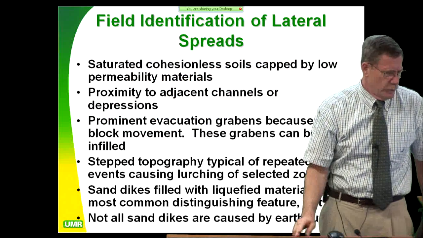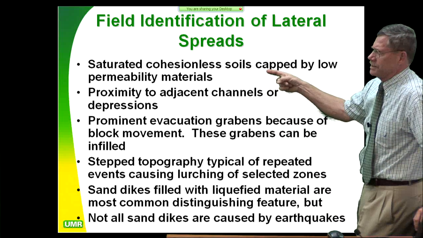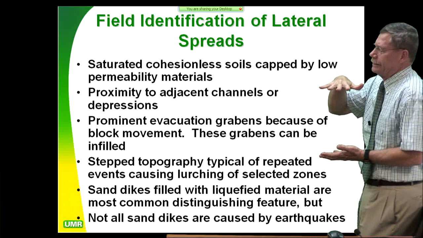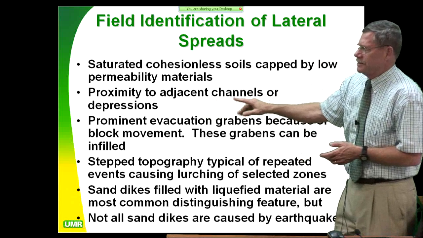All right. What are some of the field identification things? You'd look for saturated, cohesionless soils capped by low permeability. That's how you build up pore pressure. So that's the worst condition. Proximity to adjacent channels or depressions.